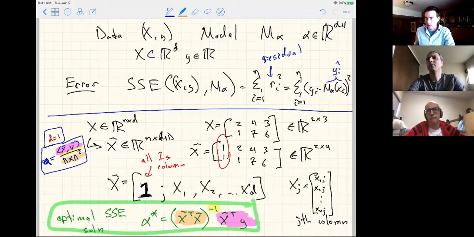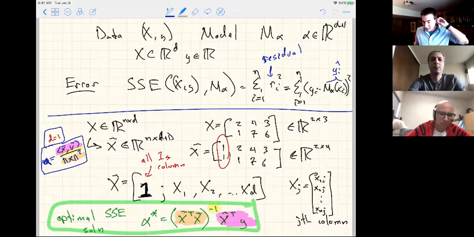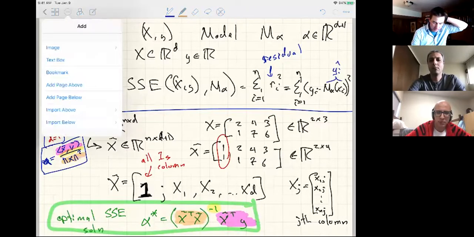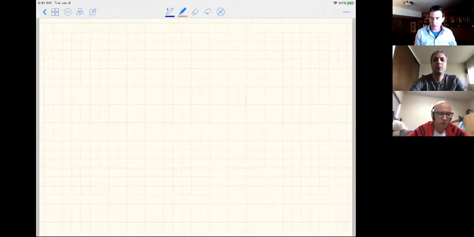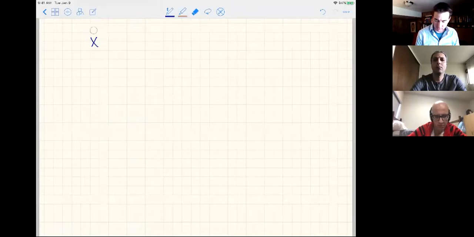Okay, so there's a question. X hat is the M alpha, the linear model. Let me insert a slide. There's a question, I'm trying to understand what this means. So x hat would be this.